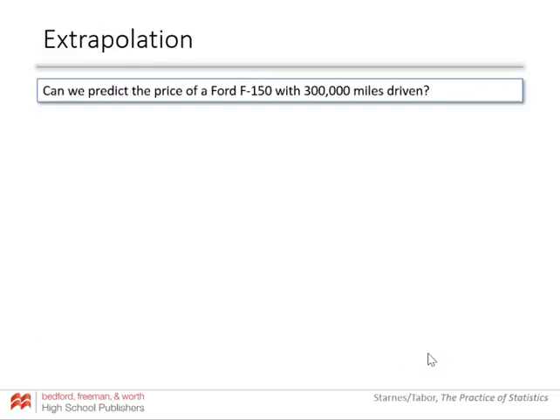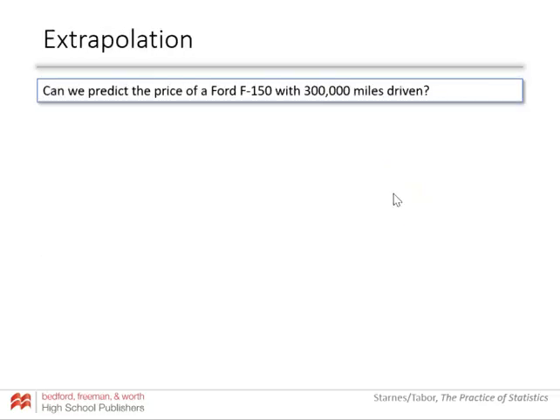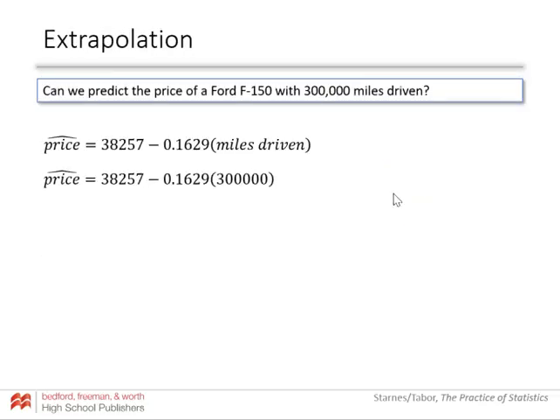Okay, now can we predict the price with 300,000 miles driven? All right, if we look at this data that we have, I think 8,000 is the smallest, and then about 144,000 is the largest. So let's use our equation. If we put 300,000 in for miles driven, we get negative 10,613. Okay, that number doesn't really make sense. No one's going to pay us $10,000 to take their truck that has 300,000 miles driven.